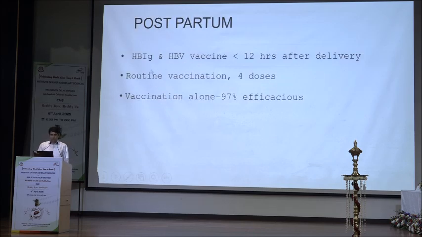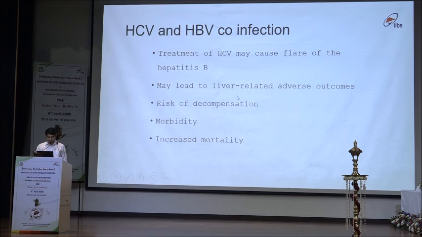Another measure to be taken for the newborn baby is to give a single dose of hepatitis B virus immunoglobulin and to vaccinate the child. In some resource constrained states, if the immunoglobulin is not available, the vaccination alone can prevent around 97% of mother to child transmission.